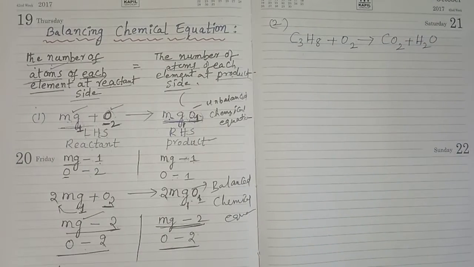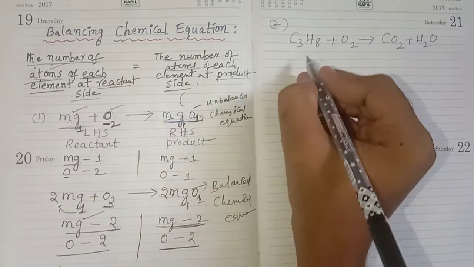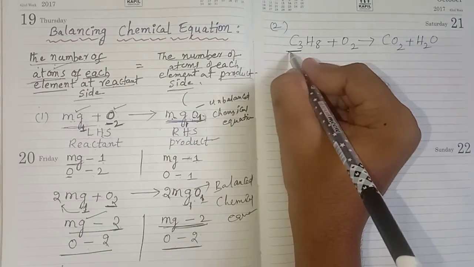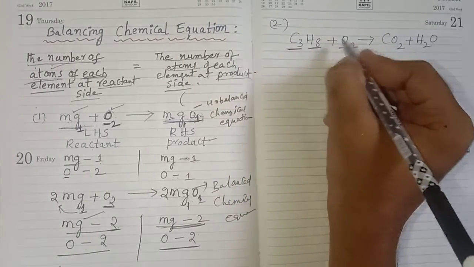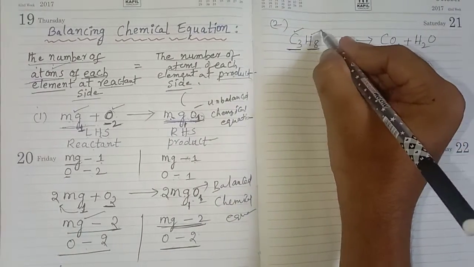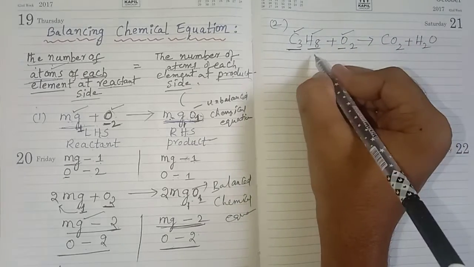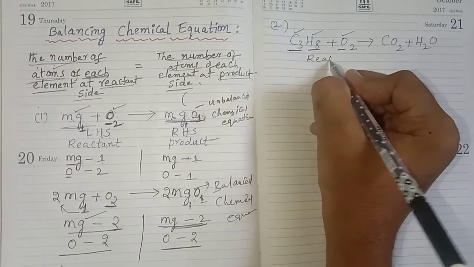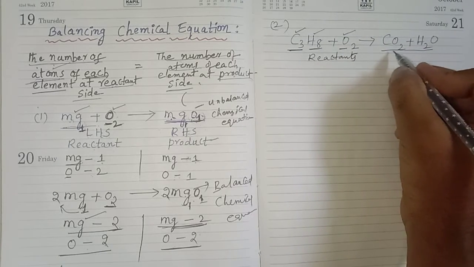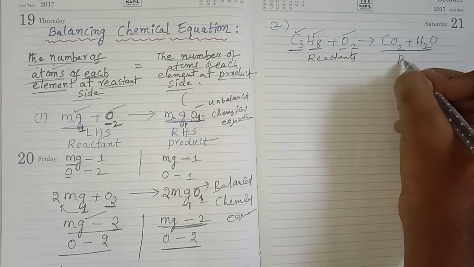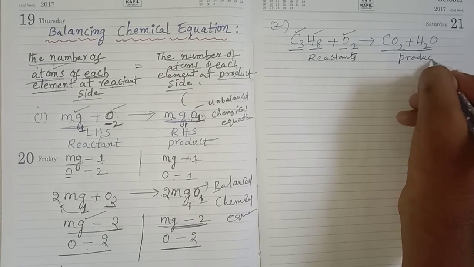For this we need to identify how many elements are there. Carbon is there, hydrogen is there, oxygen is there. This is reactant side, right? Left hand side is called what? Reactants. And product side, RHS side, is called what? Products. So remember this, very important concept.